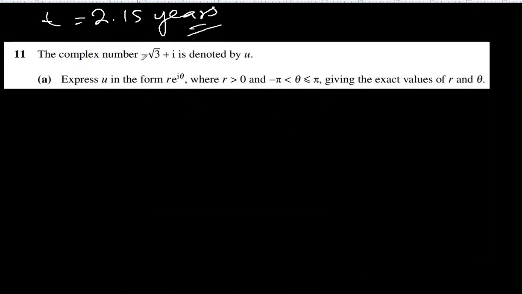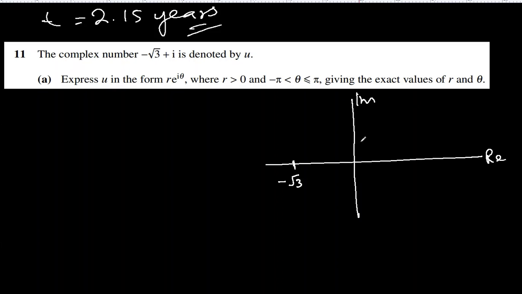The complex number minus root 3 plus i is denoted by u. Okay, express u in the form r e to the power i theta, where r is greater than 0, positive, and theta is between minus pi and pi, giving the exact values of r and theta. So first let's visualize that complex number. Minus square root 3, suppose it is here on the real axis, and on the imaginary axis we have i, suppose here.